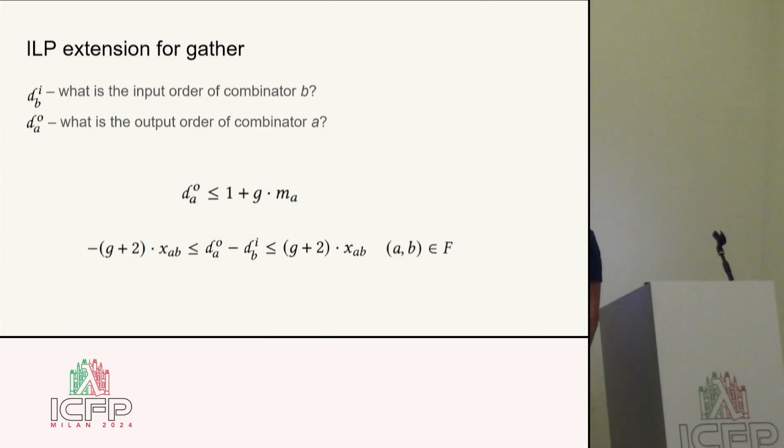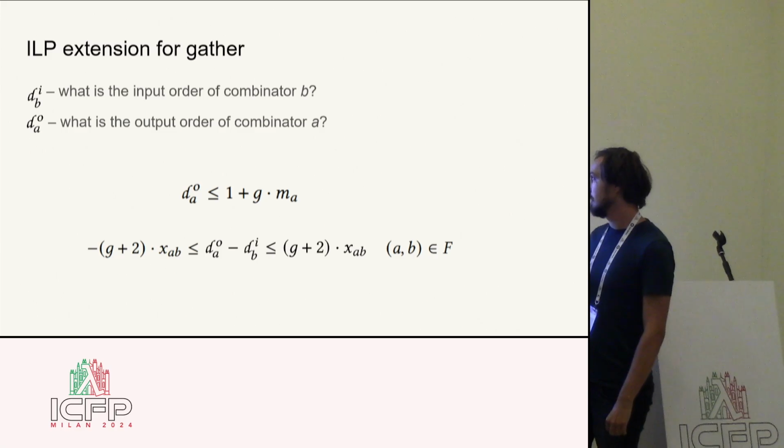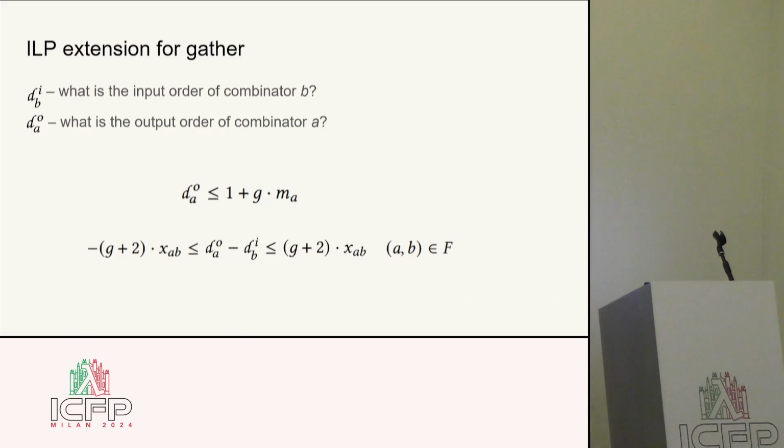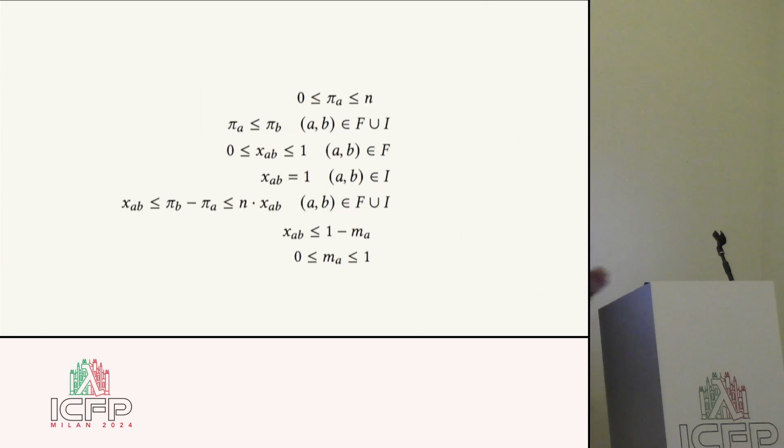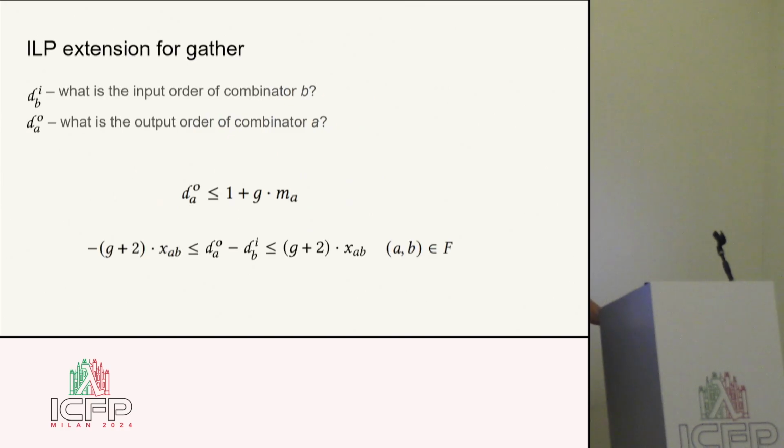And the second restriction is very similar to the one we've seen here, this one. So where this one said that the pi variables of two combinators need to be the same if they're fused, this restriction says that whenever two combinators are fused, the output of the first one needs to match the input of the second one. And again, it's bounded by this G times binary variable.